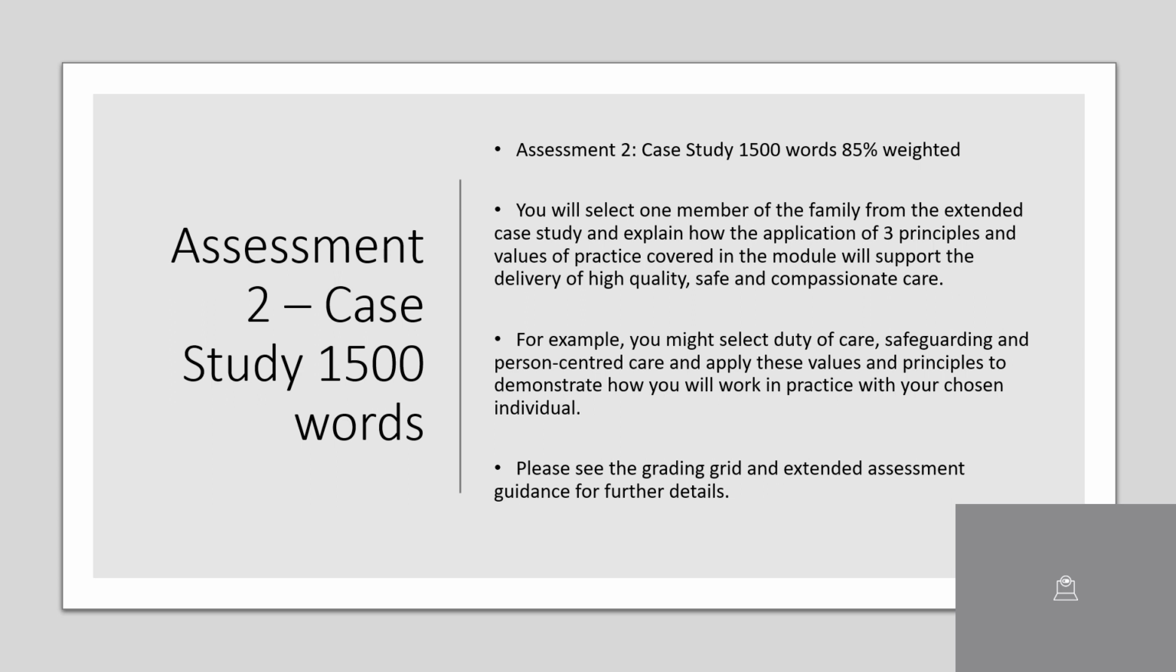Moving on now to assessment 2. This is a 1500 word case study assignment. You will be given the option to choose one case study out of 3. Upon doing this, you will then examine and outline how 3 health and social care principles and values apply to one person in your case study. You can use examples to elaborate.